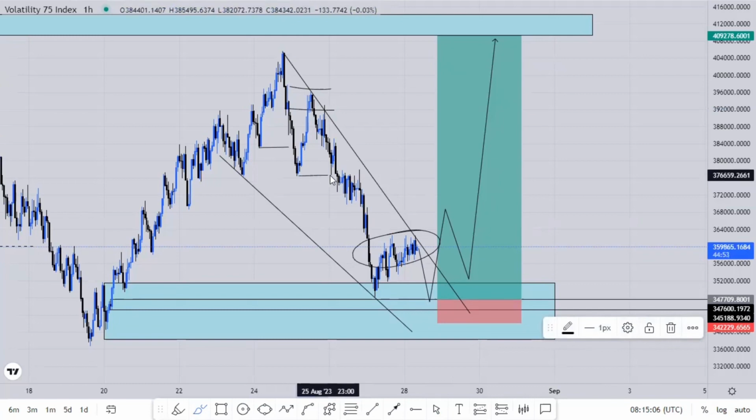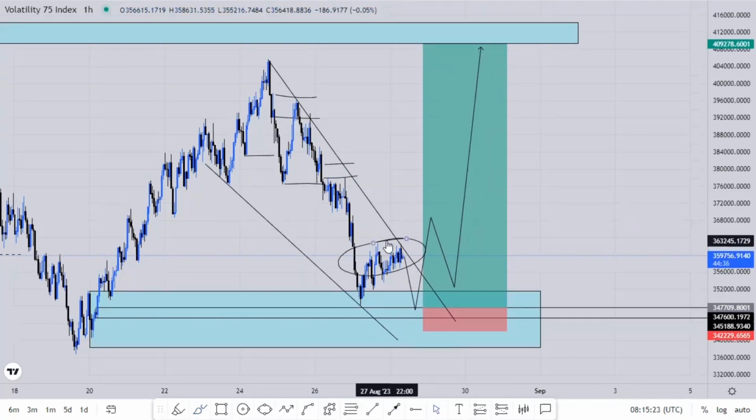Break structure there. Wait for a slight pullback. Here, it tries to pull back into the fair value gap, taps the fair value gap, and drops. So you see, you always need to wait for some form of a pullback before you just jump into the trade.